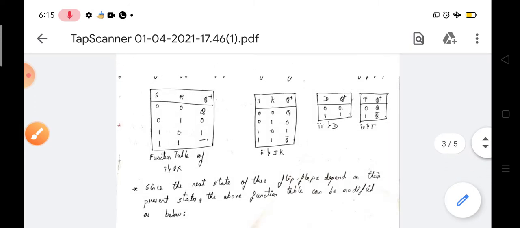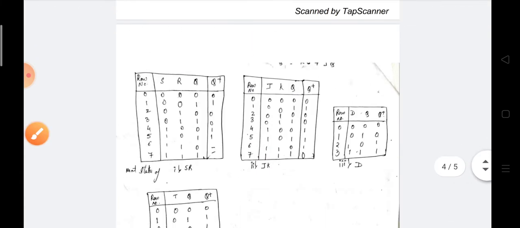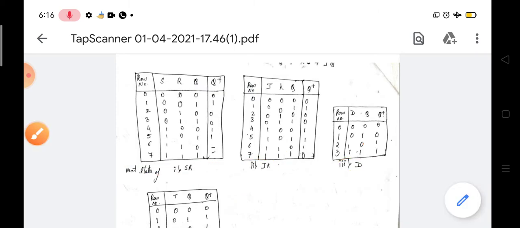For example, here if S equal to 0 and R equal to 0, we get the present state same as the previous state. If S is equal to 0 and R equals 1, we get output 0. If S is 1 and R is 0, we get 1. Using this we are going to create the truth table. So this is the function table for the SR, JK, D and T flip flop, as I said.